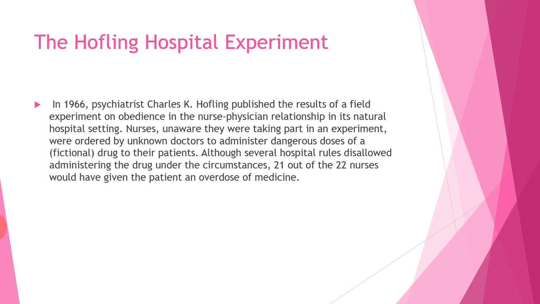The last experiment was Hofling's Hospital Experiment. It was done in 1966 by psychiatrist Charles K. Hofling. He published the results of a field experiment on obedience in the nurse-physician relationship in its natural hospital settings. The nurses, unaware that they were taking part in an experiment, were ordered by unknown doctors to administer dangerous doses of a fictional drug to the patients. Although several hospital rules disallowed administering the drugs under the circumstances, 21 out of the 22 nurses would have given the patient an overdose of medicine.